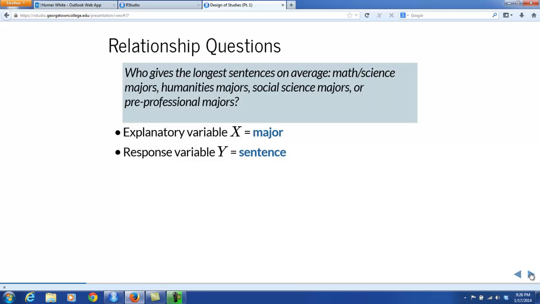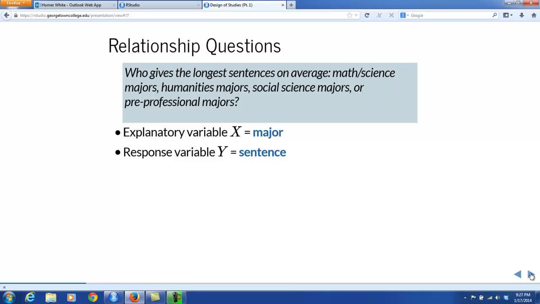They were also asked a separate question what major they planned to pursue at Georgetown. And based on their answers, the students grouped their majors into 4 groups: math science majors, humanities majors, social science majors, and pre-professional majors.